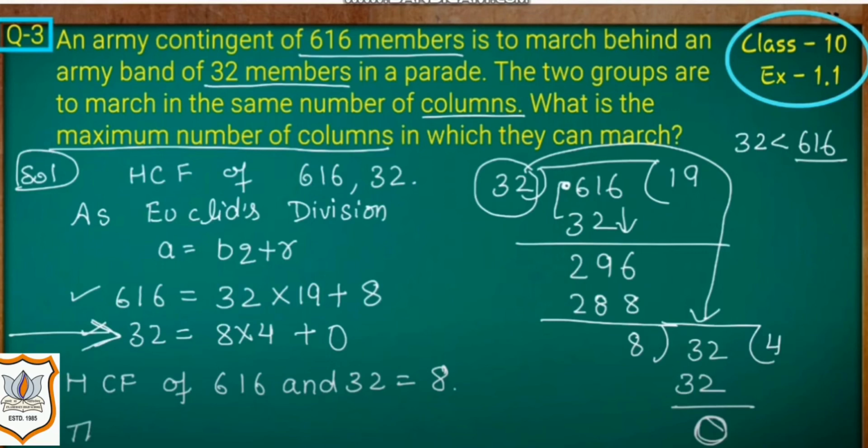And this 6 comes to the lower side, so we have the value 296. Now 32 should be multiplied with 9, so we get the value 288. By subtracting 296 minus 288, we get the value equal to 8. Now this 32 comes to the lower side. Now 32 is divided by 8, so we get q equals 4, and 4 into 8, we get the result 32. This means the remainder equals 0. When we have remainder 0, it means the sum has come to an end. So we get the HCF of 616 and 32 equals 8.